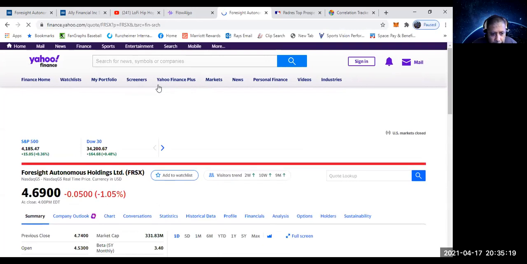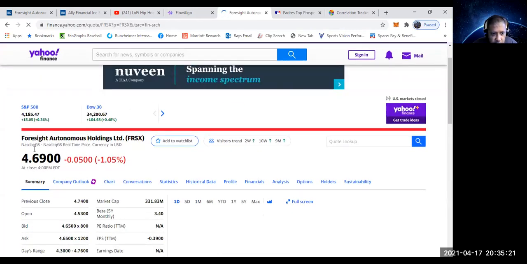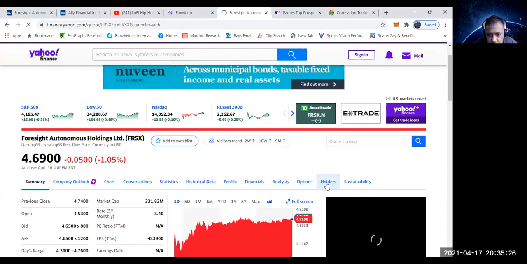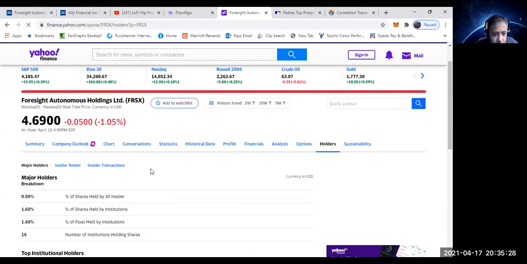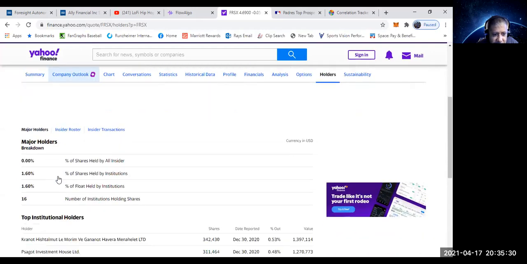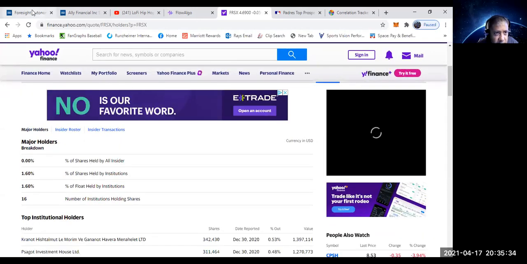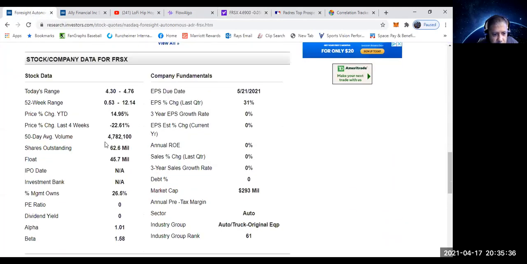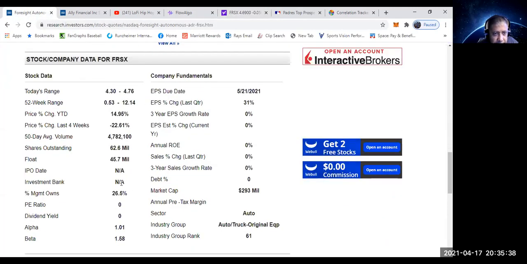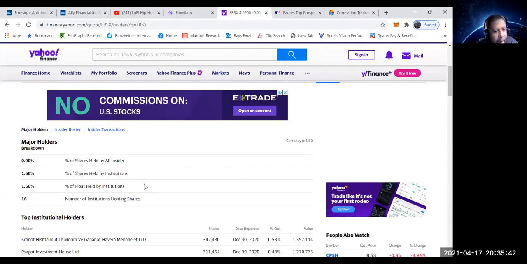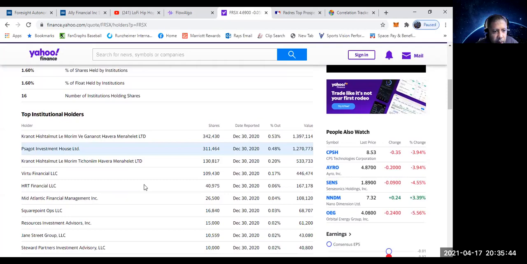if people were leaving it and there was never institutional support. So let's see. All right, Foresight, Yahoo Finance, run over here to holders, and it's still a small market cap. Let me see if there's an investment bank in there. No investment bank, so there's really not big money in it yet. That doesn't mean it's not going to do it, but it's going to come a hard way.